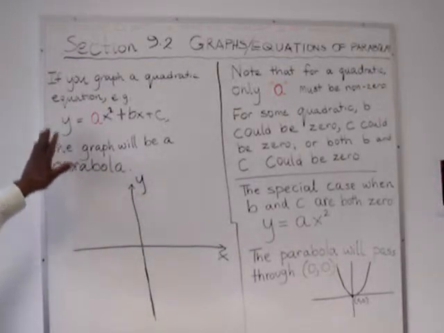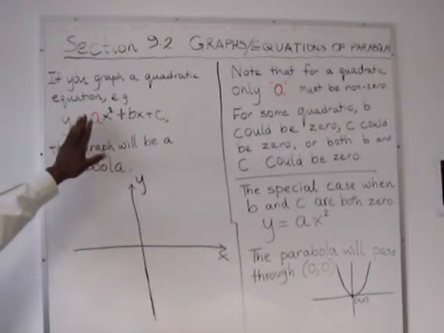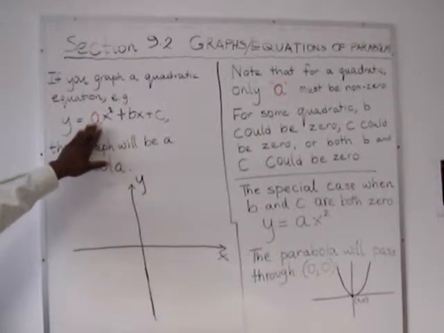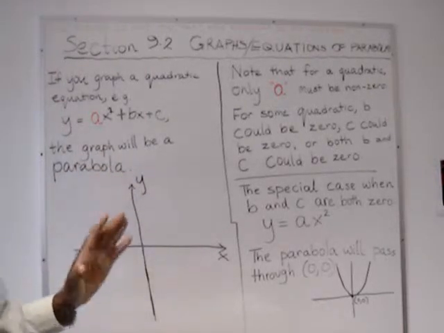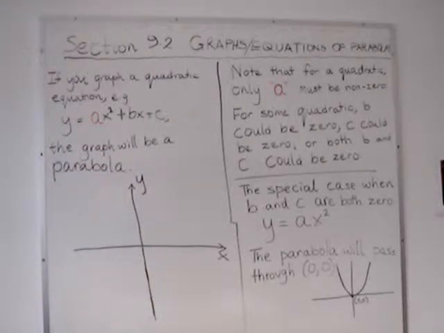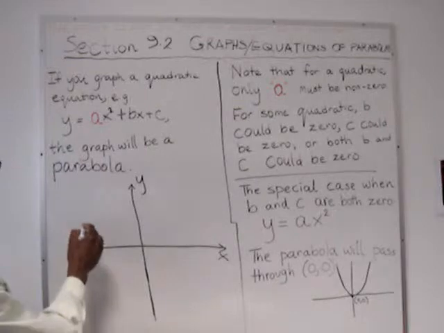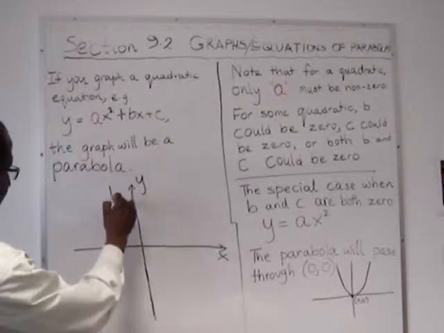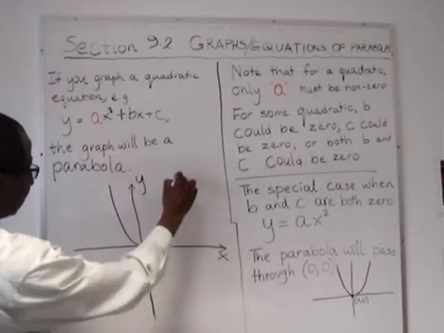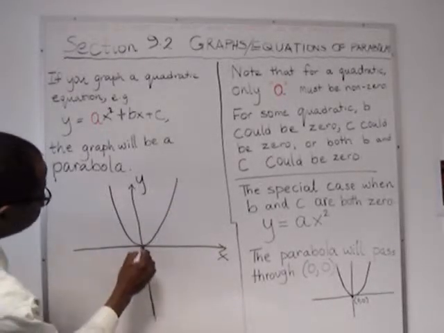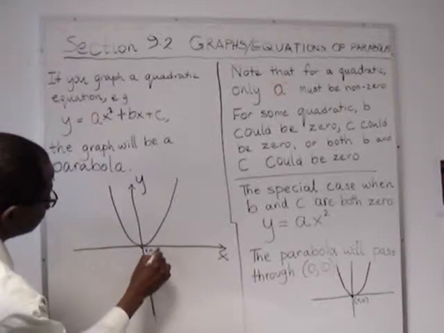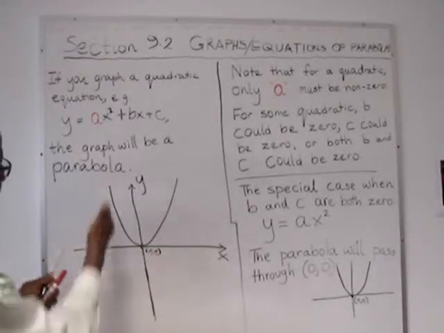Any quadratic equation, no matter what the values of a, b, or c, the graph will be a parabola. That's one thing to keep in mind right now. That's the property of a quadratic equation. What is a parabola? It could be like that, passing through the origin. This is the origin, 0, 0, and facing up.